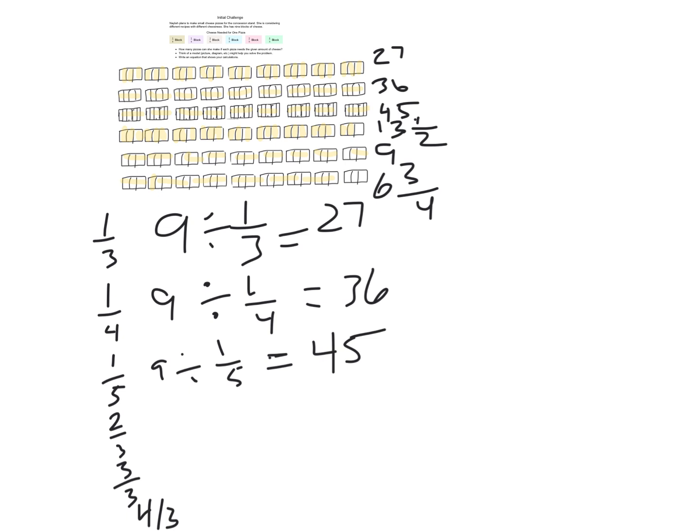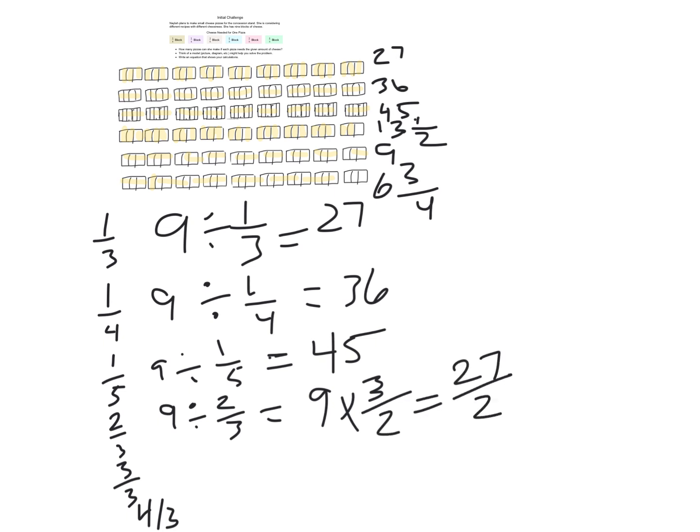2/3, 9 divided by 2/3 is equal to 9 times 3/2, which is 27 halves. 2 times 13 is 26, so that's 13 and 1/2.